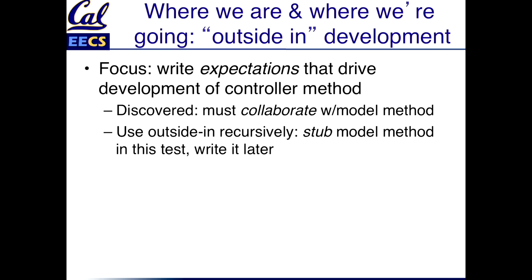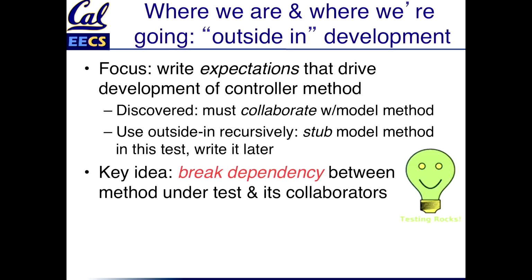So let's just take a quick recap of where we've been and where we're going here in terms of our outside-in development. We're trying to write expectations that drive the development of our code. We already showed a simple example of that in the controller method. And we discovered that even when we have to collaborate with other methods and other classes, even if those methods don't technically exist, we can set up expectations around them and essentially create a stub that is going to be called and satisfy the property of my controller code did what it should do.